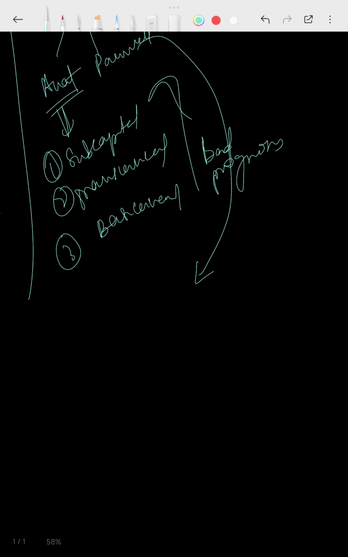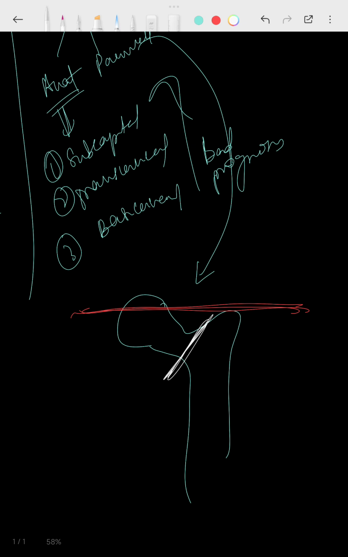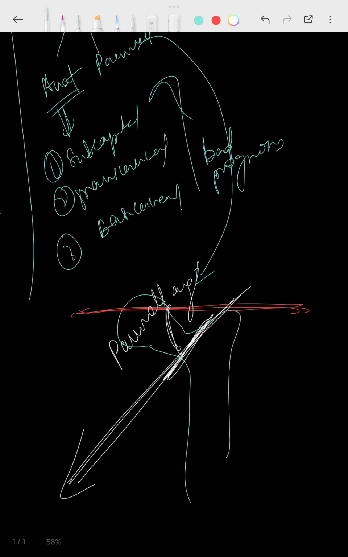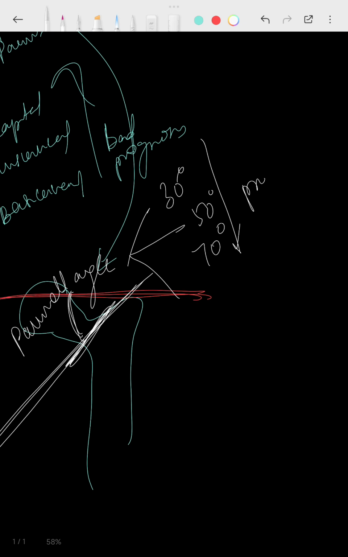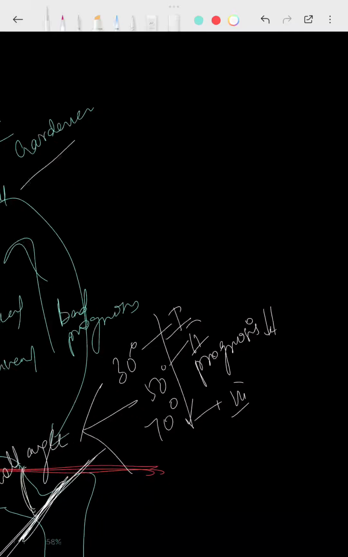And Powell's classification is based on this: so this is your femur, and this is a reference line we draw. If the fracture line is at this point, we put another line and make an angle. So this is your Powell angle. This Powell angle is divided into three groups: 30, 50, 70. Angle increases, prognosis decreases. Okay, so this is grade 1, grade 2, and grade 3. So this is your Powell's angle, and this is Garden's classification.